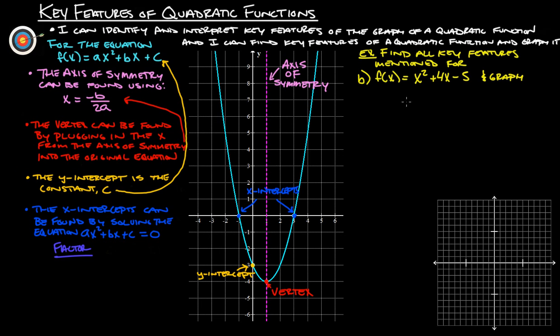Find all key features mentioned for this quadratic equation and graph it. Let's start with the axis of symmetry. x equals negative b, which is 4 in this case, all over 2 times a, and there's a 1 out there, so that's 2 times 1. So we get x equals negative 4 over 2. So our x is going to be negative 2. There's our axis of symmetry.